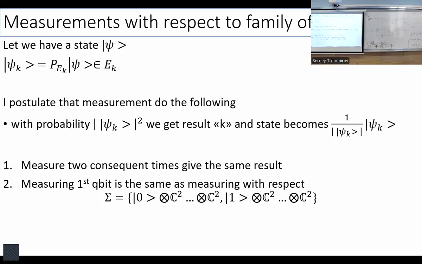I think it might be possible that you never heard about such system measurement before, even if you have heard about quantum mechanics.